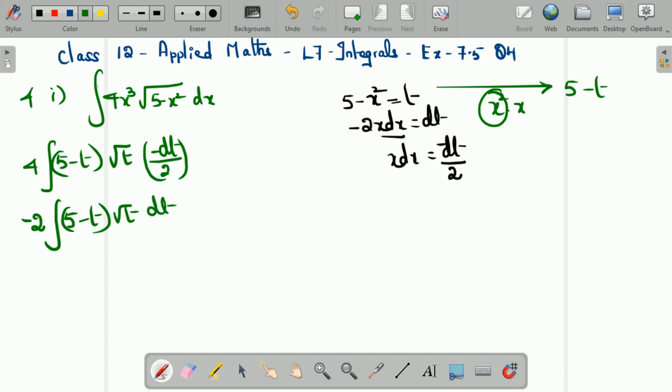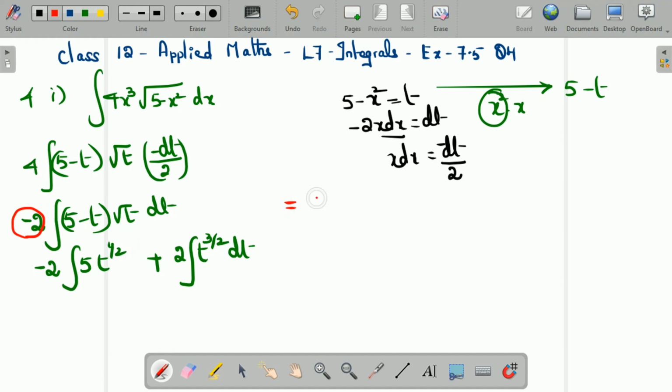Now let's do the term-wise multiplication. So minus 2 integral of 5 into t power half, minus integral 2, minus into minus will be plus integral 2 into t to the power 3 by 2 dt. Now it's just a matter of directly integrating. Please remember, every term of the integration had to be multiplied by minus 2. So I did it in this single step itself.